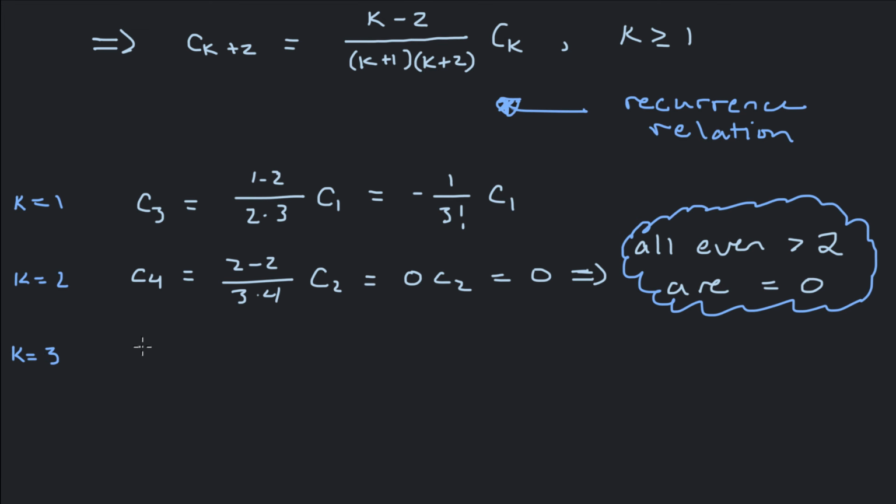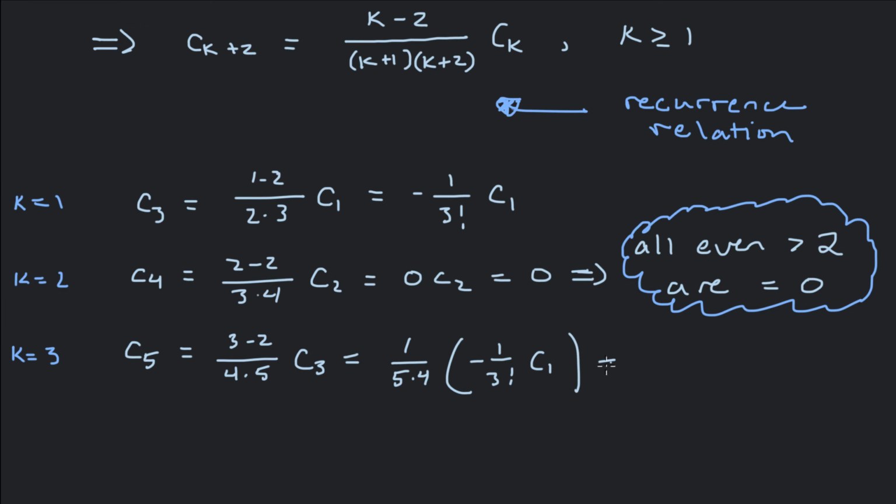So k equals 3, we get C5 is equal to, in this case, 3 minus 2 over 4 times 5 C3, which is equal to 1 over 5 times 4. Now we're going to plug in what C3 is. C3 is negative 1 over 3 factorial C1. I can rewrite that as negative 1 over 5 factorial C1.